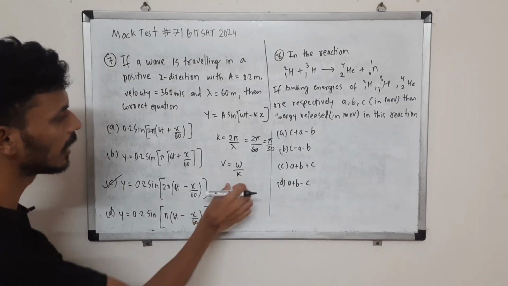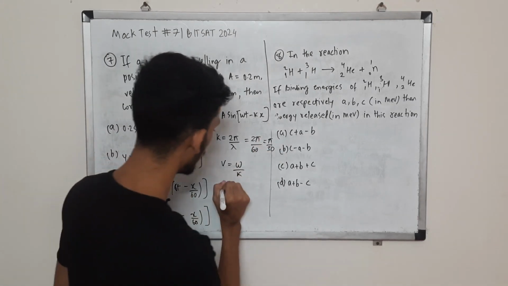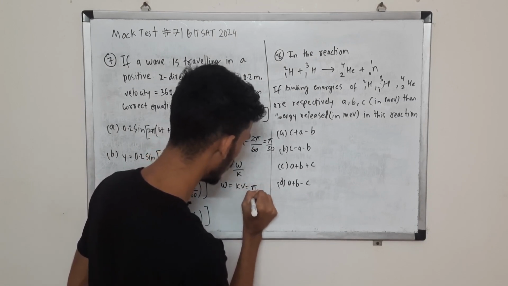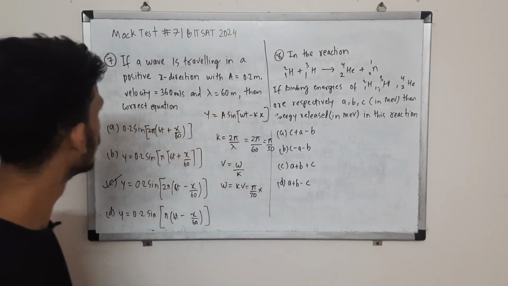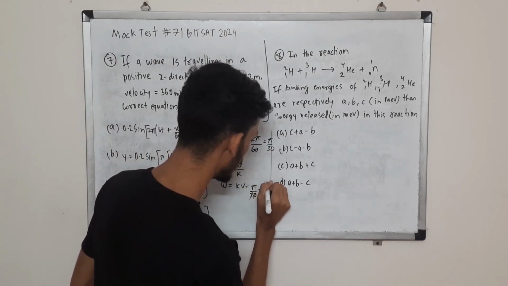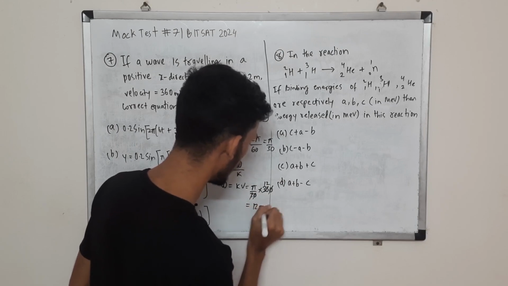So velocity is given, k you already know, you can substitute and find omega. So omega will be k times v, k is pi by 30 into v is 360, okay. This cancels, 3 12s are, I believe, and this is 12 pi, okay.